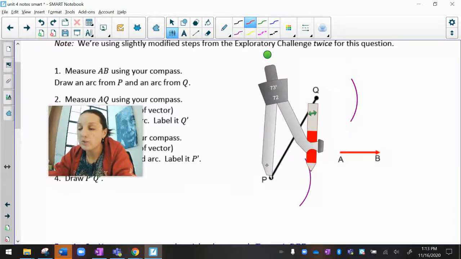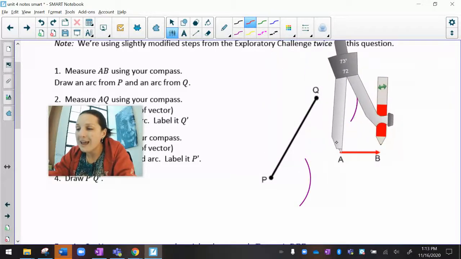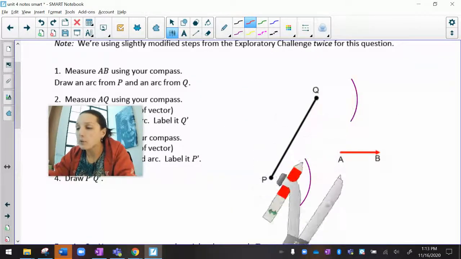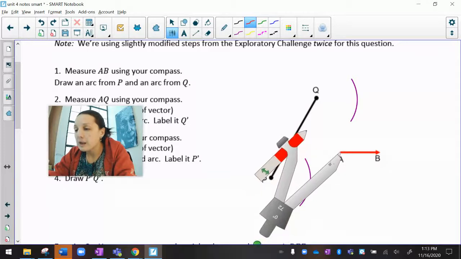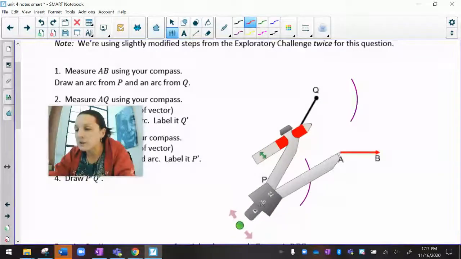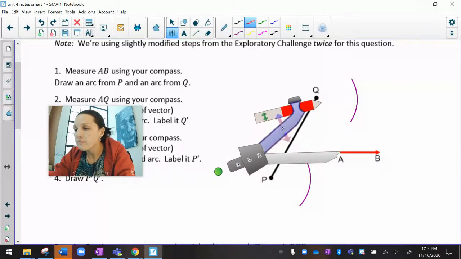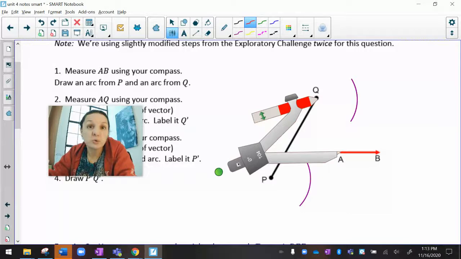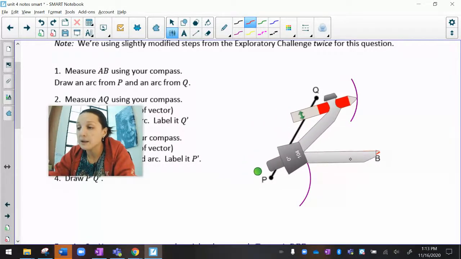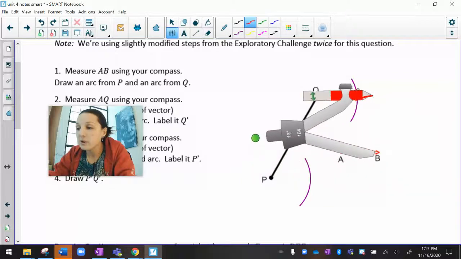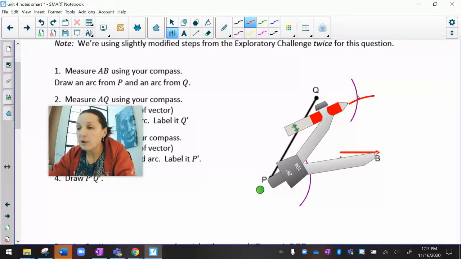So now I'm going to come back over here. I'm going to put my pokey part on A, but now I'm going to put the pencil part on Q. And what I'm effectively doing here is I'm anchoring Q to A. So open the pencil part to Q. And then I'm going to do the translation slide. I'm going to slide the pokey part down the line until I get to B, and then draw a little arc. Now I know where Q prime is.